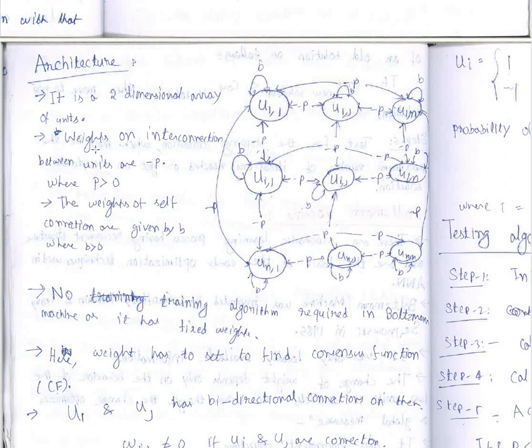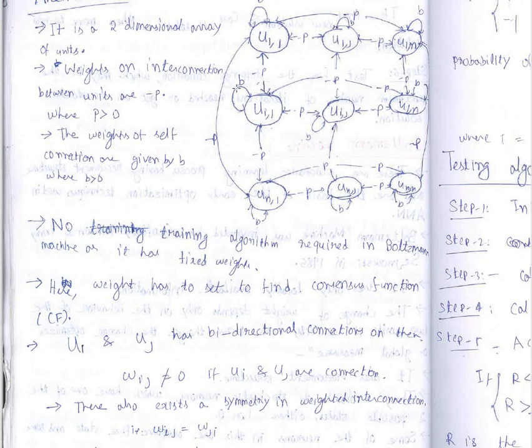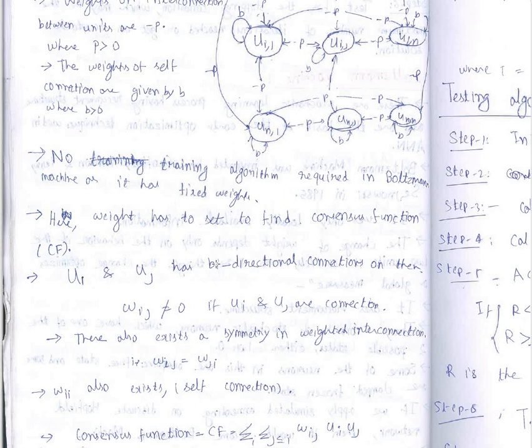So it's a two-dimensional array of units. Weights on the interconnection between the units are minus p, where p is greater than 0. Self connection weight is b. No training is required in the Boltzmann machine as we have fixed weights. This p and b are not going to change, so there is no requirement for training here.